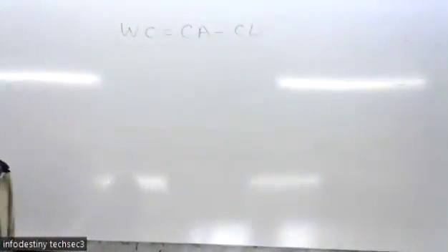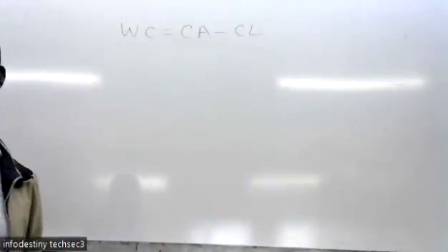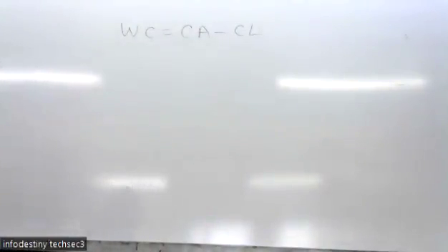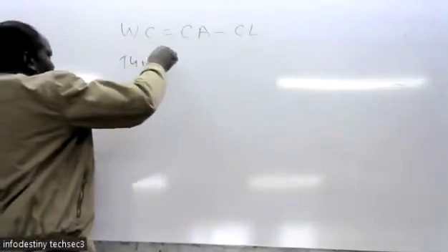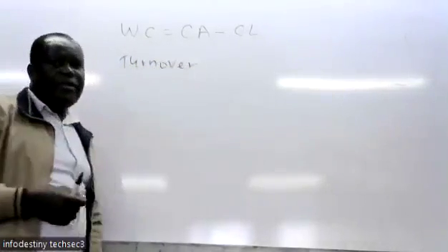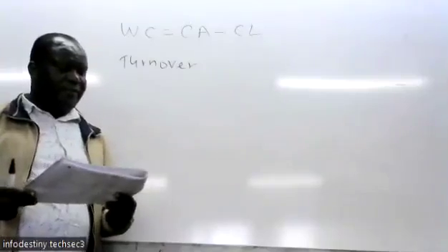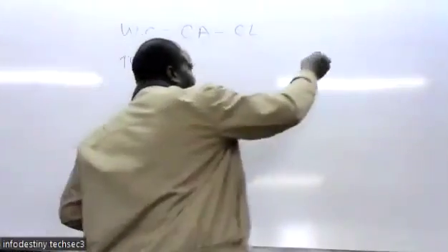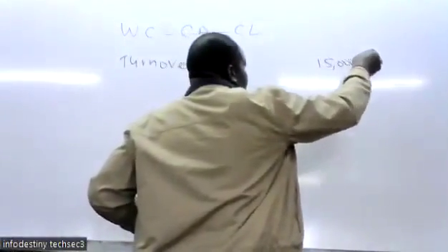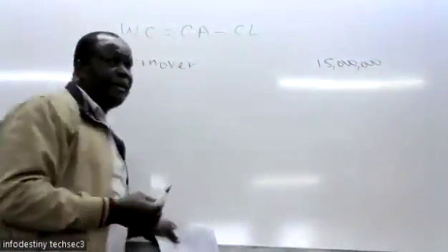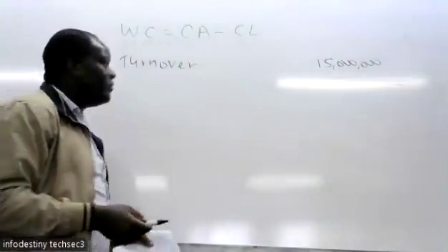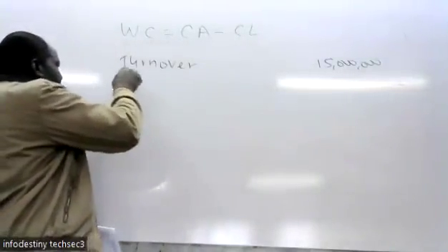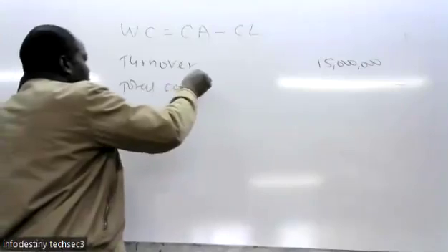So we do some workings to get the current assets and also the current liabilities. What we have been given is the turnover. The question gave us 15 million. So we do some workings in relation to that. Our workings will be in relation to the total costs.